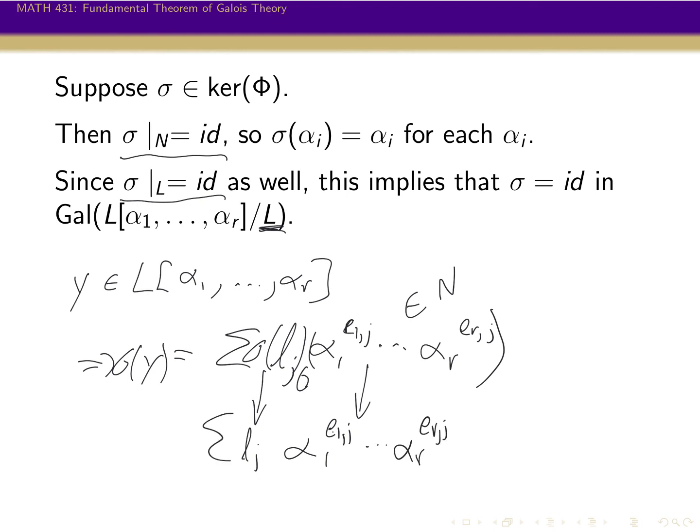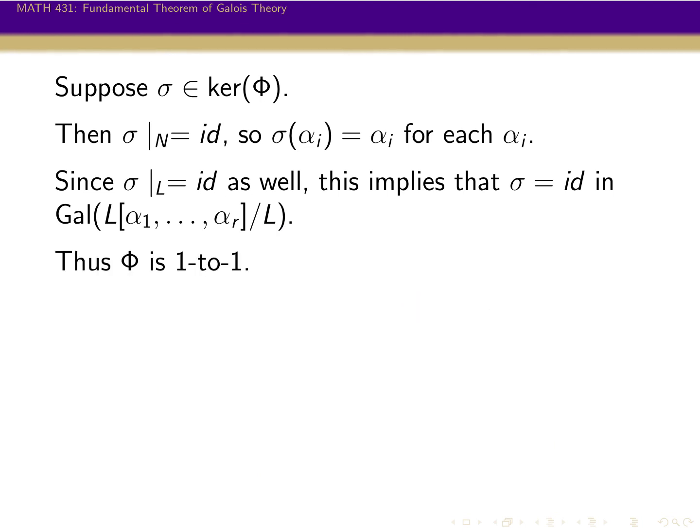Summed up in the same way. And so applying this element, sigma doesn't change anything in L. This is for all y in our big field. And so this means that sigma has to be the identity. And so the kernel here is just the identity. So if the kernel is just the identity, that means that phi has to be 1-to-1.